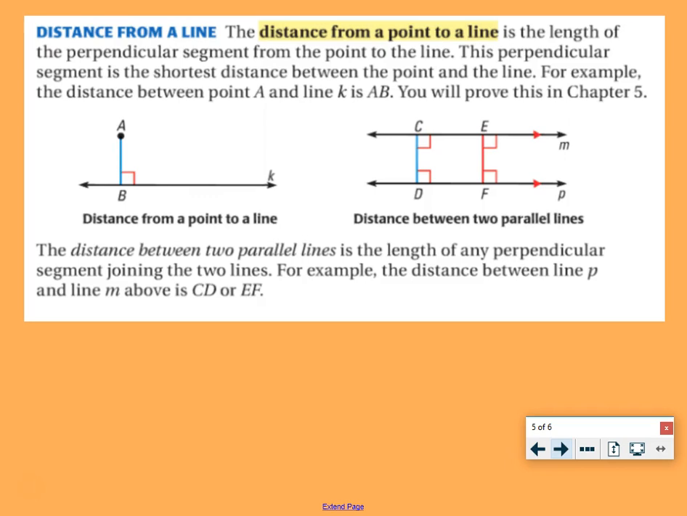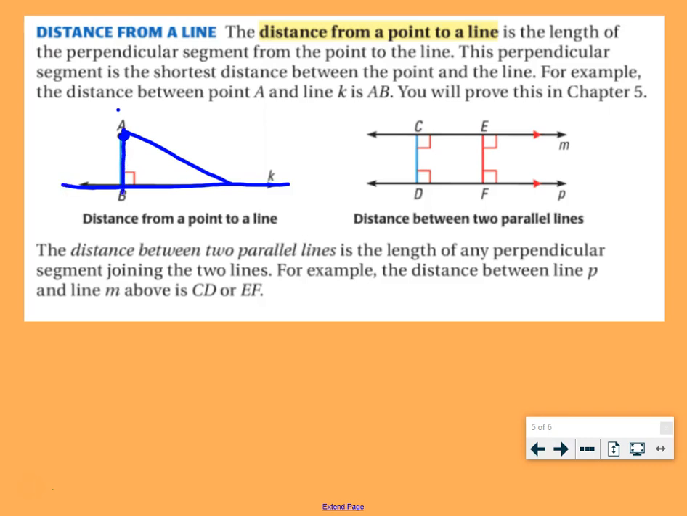For example, the distance between point A and line K is AB. You will prove this in chapter 5. Okay? So the distance from a point to a line, we want the shortest distance. We don't want to take the long way around. So we have the distance from line K to point A. If we took that distance, that's not the shortest distance. The shortest distance from point A to line K is the perpendicular segment.